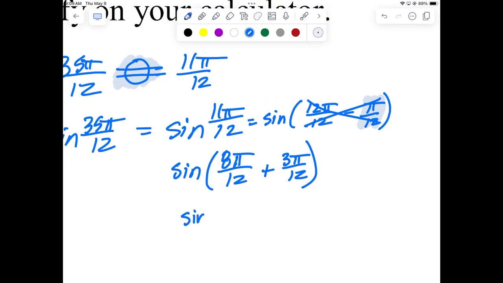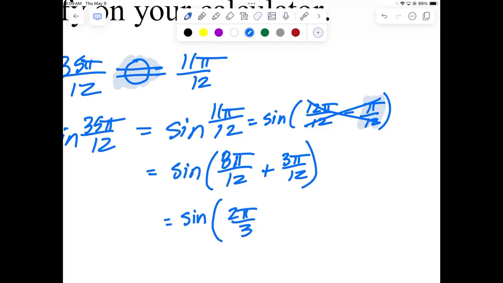And if I simplify those down now, what's 8 pi twelfths simplify to? They have a common factor of 4. 2 pi thirds.